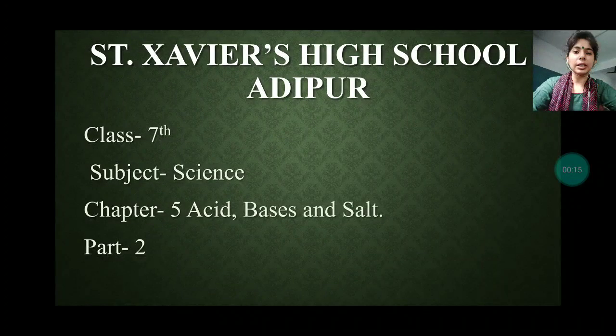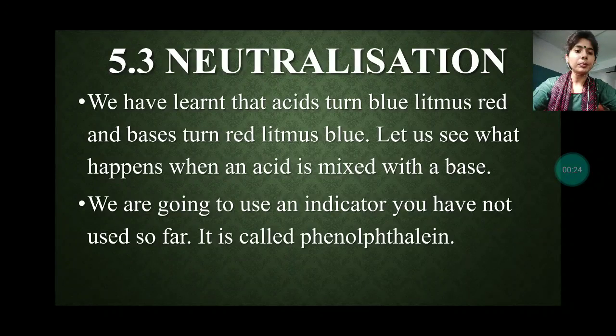So till now we have studied about the different kinds of indicators as well as what are the acids, what are the bases and what are the salts. Now let us see the neutralization method. Till now we have learned that acids turn blue litmus red and bases turn red litmus blue. Let us see what happens when an acid is mixed with a base. We are going to use an indicator you have not used so far.